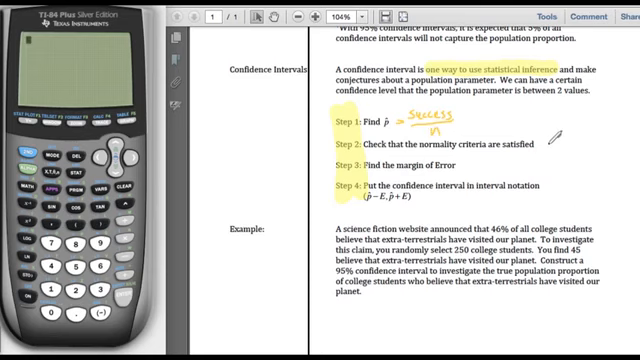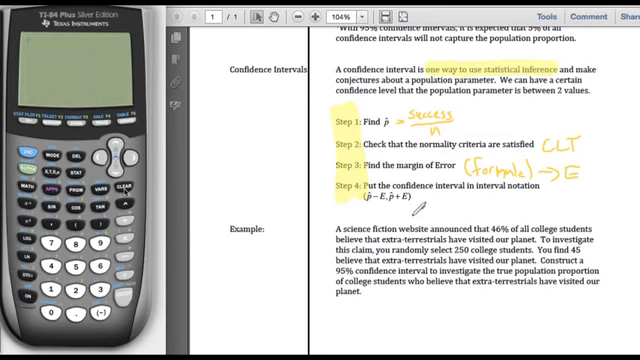Then you check the normality criteria. In step 2, that's the central limit theorem. You find the margin of error from the formula up above, and then you put it into confidence interval notation. You take your p hat from step 1, you subtract e, that's your margin of error from step 3. That gives you your lower bound. Then you take p hat from step 1, you add that same margin of error from step 3, and that gives you your upper bound.